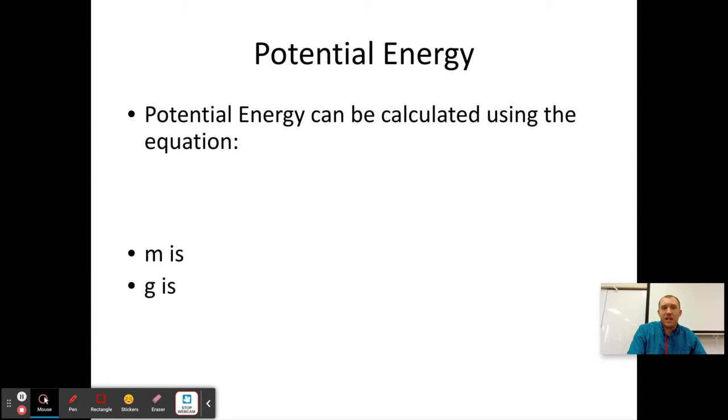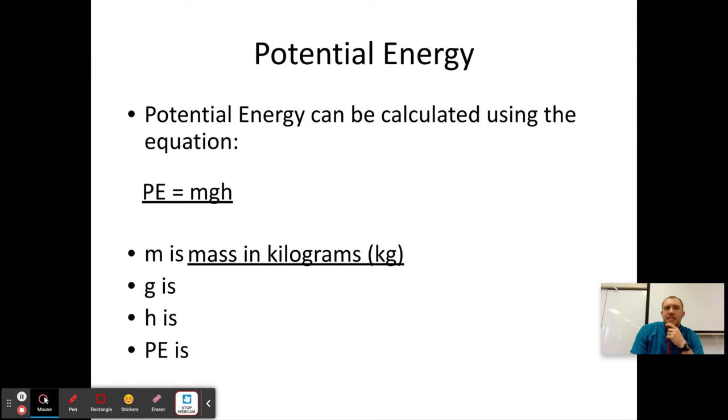Potential energy has an equation. The equation for potential energy is PE equals mgh. In class, I'll show you how to convert that into a cheater triangle based on g being a constant. So the reason we're able to do this, even though it looks a little bit scary with all the letters, is that g is a constant.